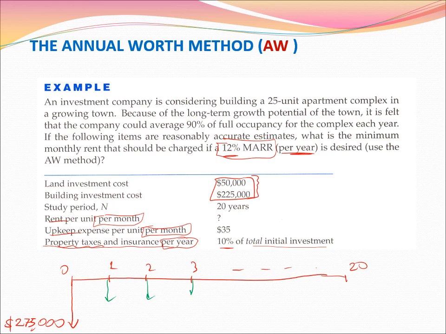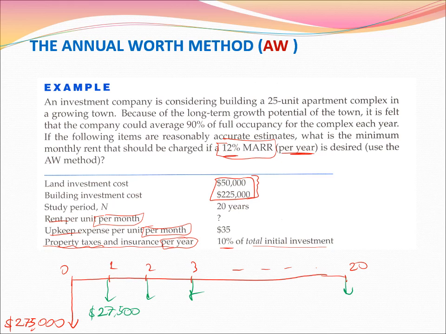And these occur at each year for 20 years. And it will be $27,500, okay, 10% of the initial investment. Okay, let's continue with the costs.